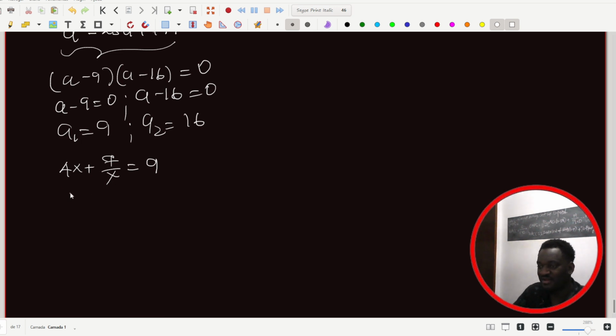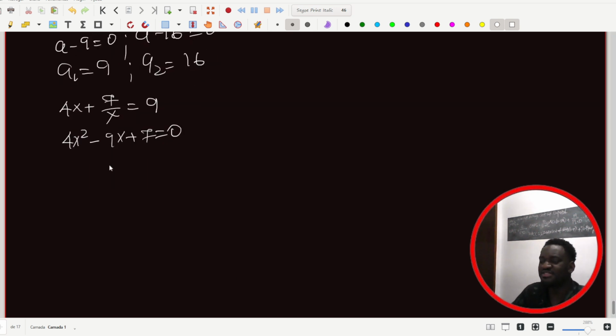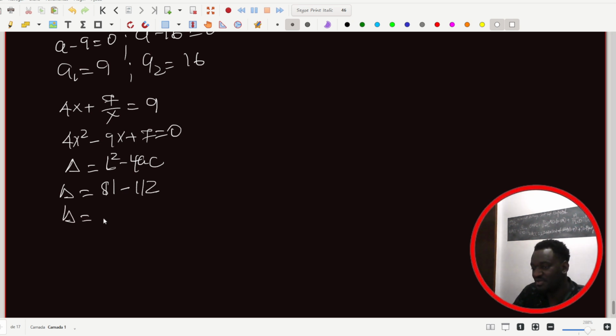So we're gonna have then 4x squared minus 9x plus 7 equals 0, and solving this is a quadratic equation, so let's find delta to see if this is a positive number or not. This is b squared minus 4ac, right? So delta is gonna be equal to negative 9 squared, this is 81, minus 4 times 7 times 4, 112, and delta then is going to be equal to negative 31. So this is less than 0, so we have imaginary solutions.